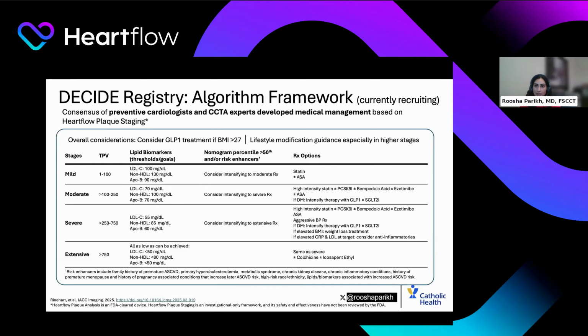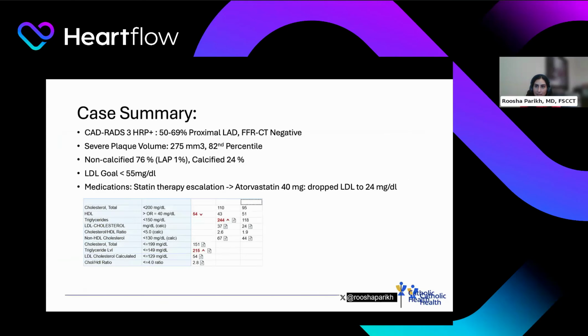So for this patient, again, the DECIDE registry algorithm framework. Let's take a look at where our patient lies. We have a CAD-RADS 3 with 50 to 69% proximal LAD stenosis, HRP positive, so the patient had two high-risk plaque features and is positive for that. FFRCT negative. If you think about CAD-RADS 3, it's going to be HRP positive, FFR negative. The patient has severe plaque volume with 275 millimeter cubed at the 82nd percentile, non-calcified being 76%, low attenuation plaque of 1%, and calcified of 24%.